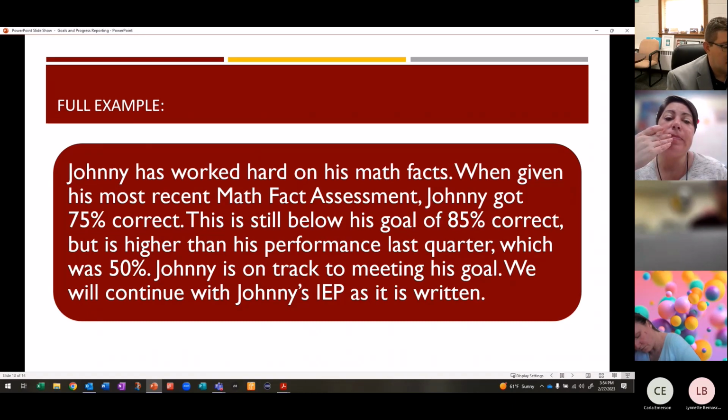So here's that full example. Johnny has worked hard on his math facts. When given his most recent math fact assessment, Johnny got 75% correct. This is still below his goal of 85% correct, but is higher than his performance last quarter, which was 50%. Johnny is on track to meet his goal. We will continue with Johnny's IEP as it is written. Again, it's short, compact, it's a paragraph, but you don't need to include every single thing that Johnny did related to math in that quarter. It's just talking about this particular goal and the specifics around that.